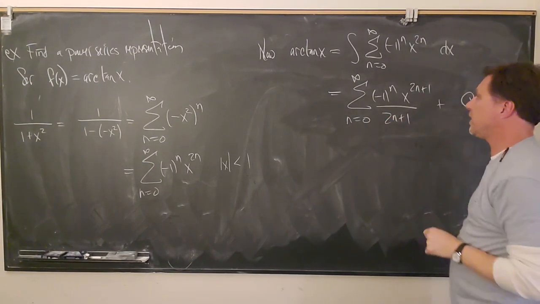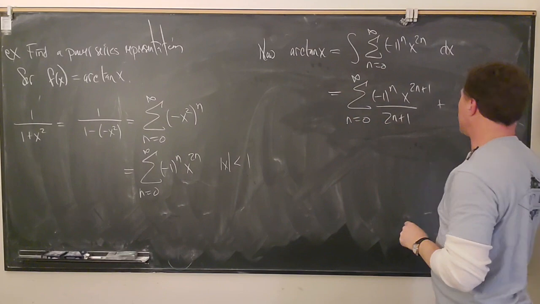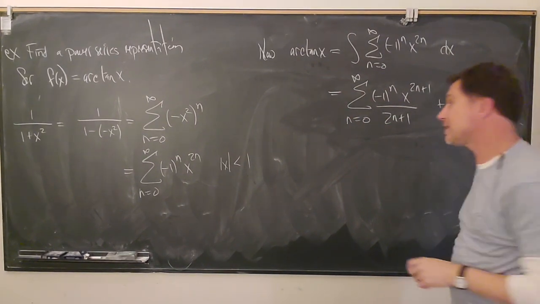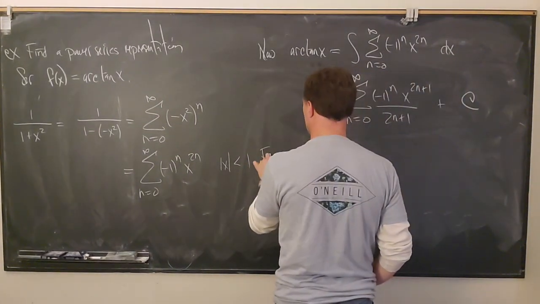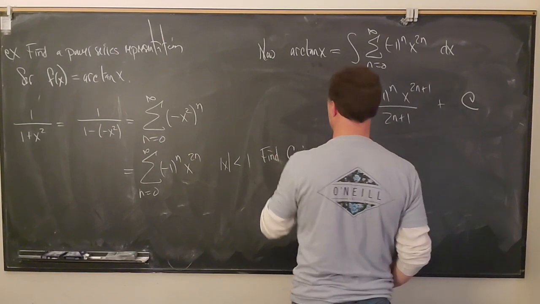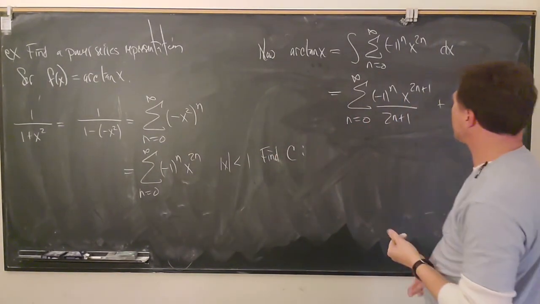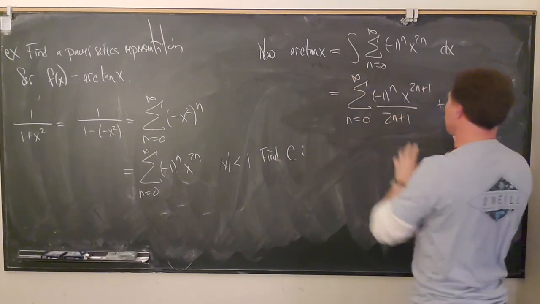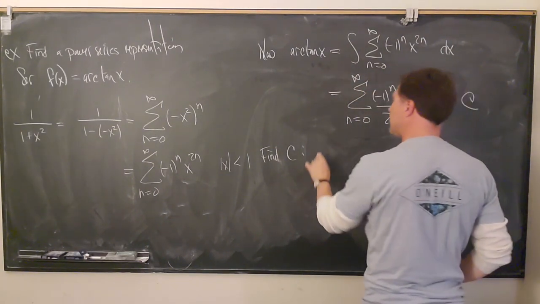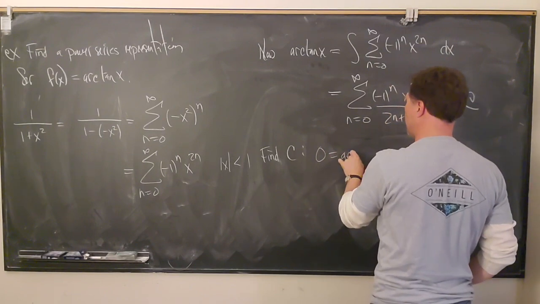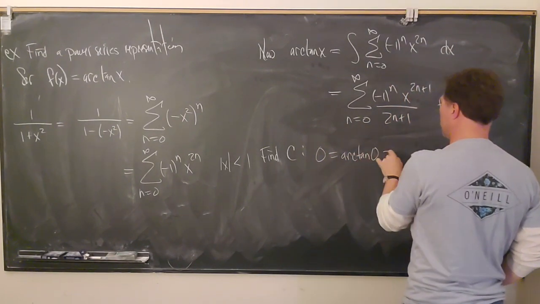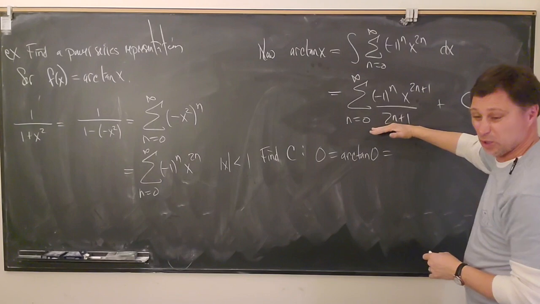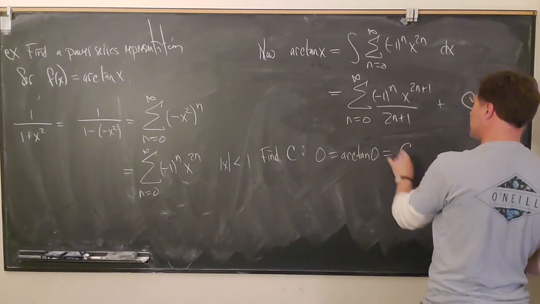Don't forget the plus c. So we have arctan of x is equal to this. Now the last step is we need to find c. And the way I'm going to find c is I want to substitute 0 on both sides. That'll cancel this part out and we'll be able to solve for c. So what we have is 0 equals arctan of 0, which equals, so if I substitute 0 here, I'll get 0. So that's equal to c.